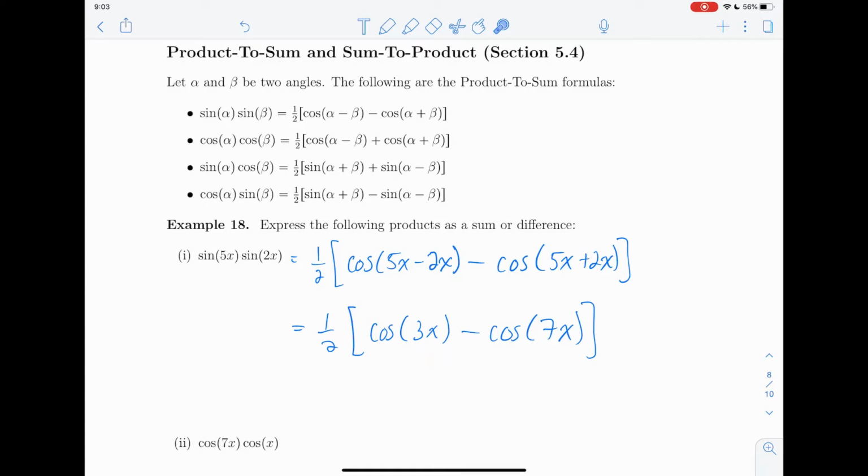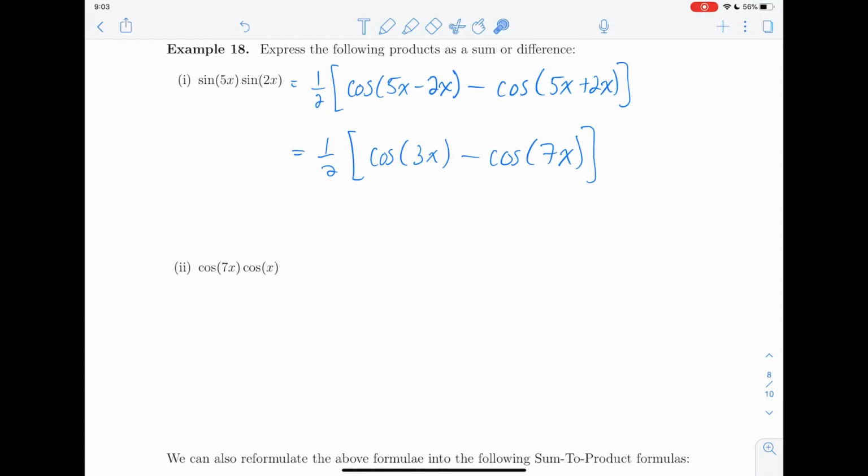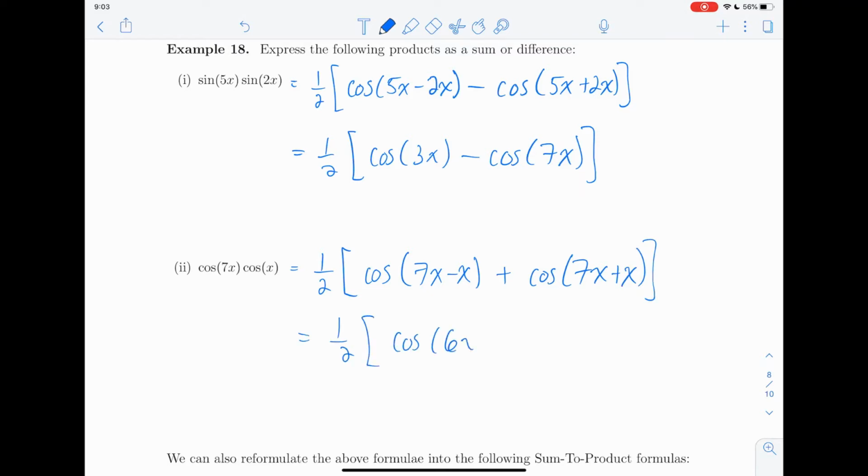If we can do this for products of sines, of course, products of cosines are of no object either. Cosine of 7x times cosine of x, we could just rewrite that with our identity, 1/2 of cosine of the difference, 7x minus x, plus the cosine of the sum, 7x plus x, giving us 1/2 times cosine of 6x plus cosine of 8x.